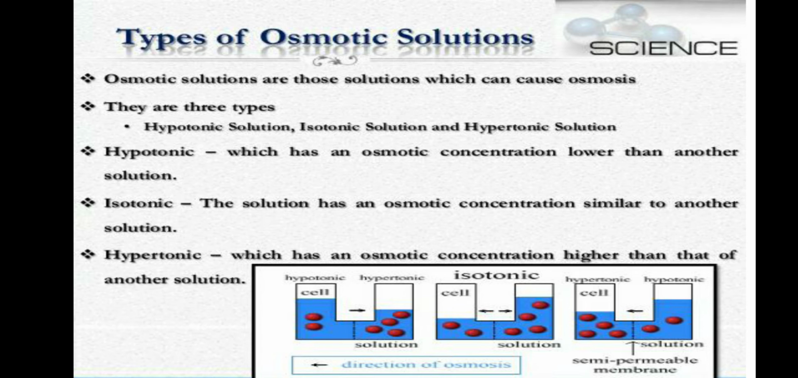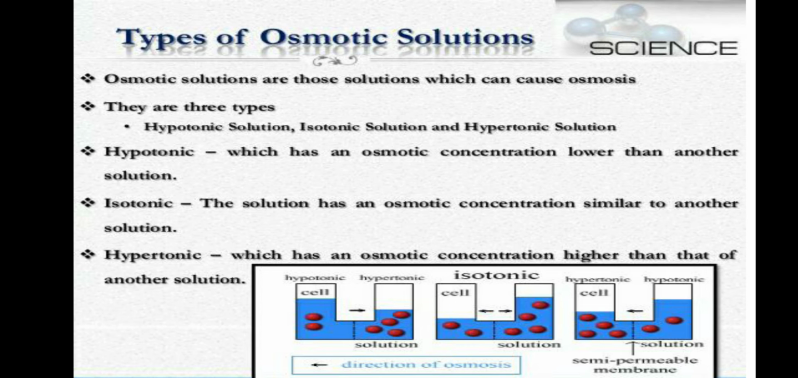So this type of cell is known as a flaccid cell. Nothing will happen to the shape of the cell, it will remain the same. When a cell is placed in hypotonic solution, it will swell up and the cell is known as a turgid cell. When a cell is placed in isotonic solution, the cell shape does not change and it will remain the same, so it is known as a flaccid cell.